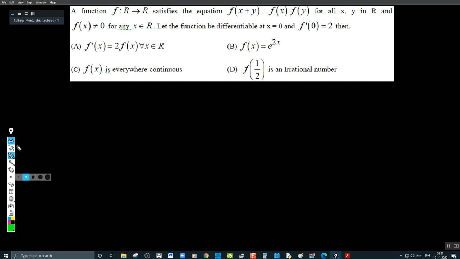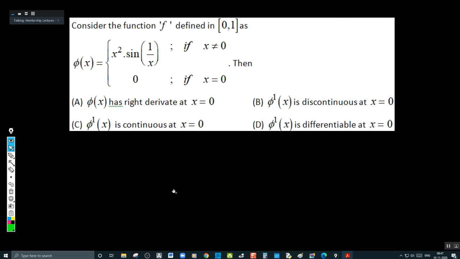Okay. Let's move to the next question. Consider the function defined on 0, 1, both closed intervals. Phi of x is given to be x squared sine 1 by x if x is not equal to 0, defined to be 0 if x is equal to 0. Phi of x has a right hand derivative at x equal to 0. Phi dash x is discontinuous at x equal to 0. Phi dash x is continuous at x equal to 0. Phi dash x is differentiable at x equal to 0.